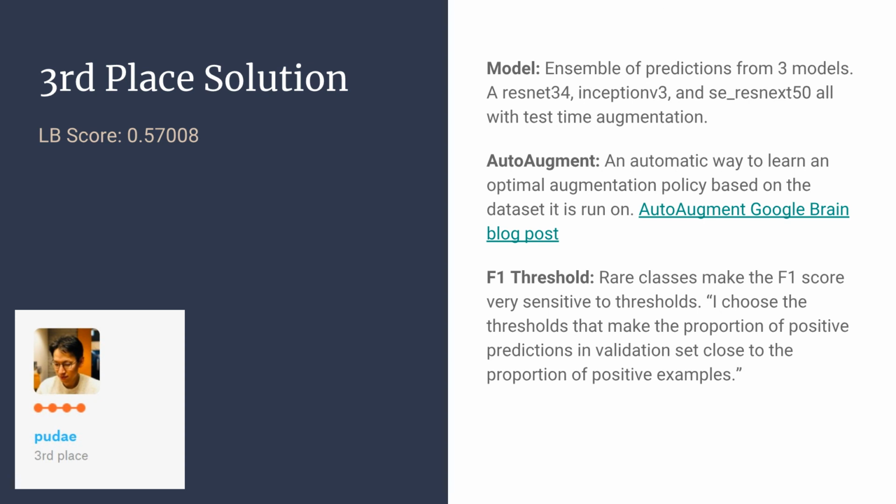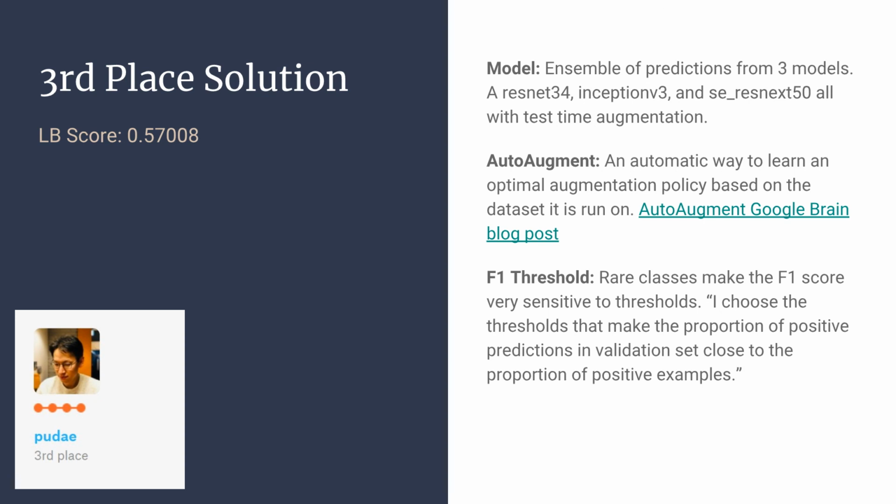And they mentioned that the F1 score threshold was really, really sensitive. They were getting many negative examples. So they matched the threshold by considering the number of positive examples in the validation set compared with the number of positive examples in the training set, and set the threshold so it's about even with the validation set. That's how they tuned their threshold for their F1 score.